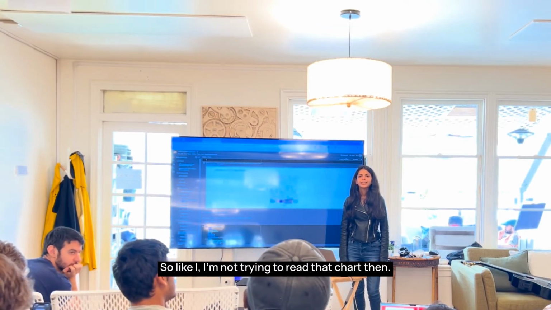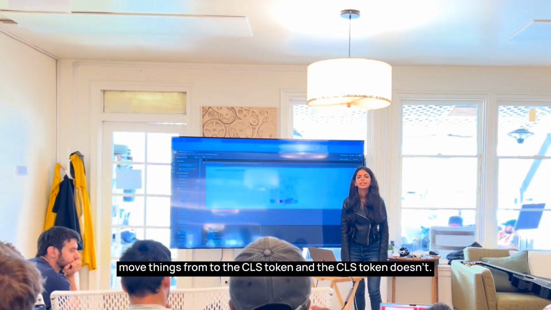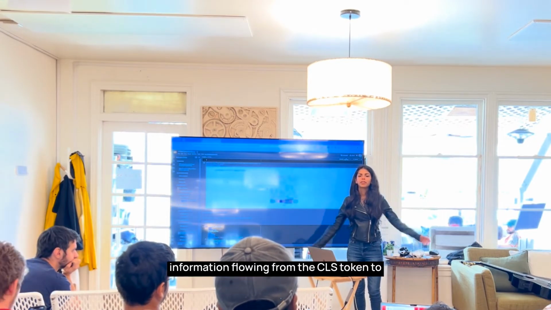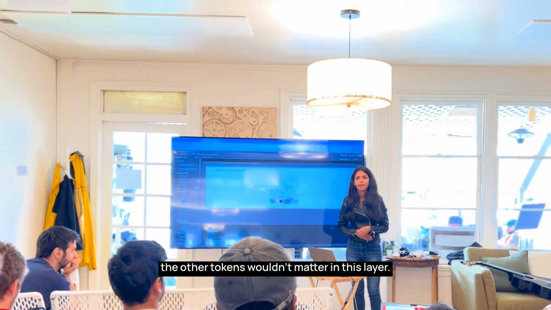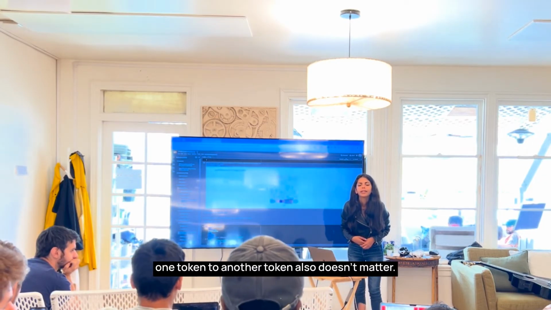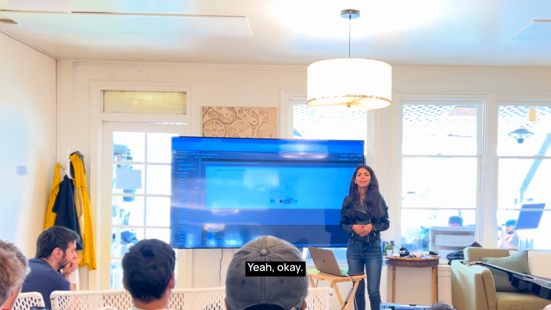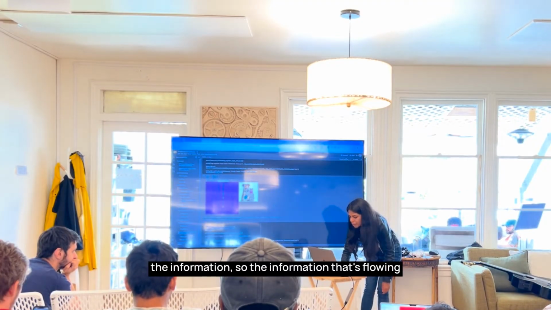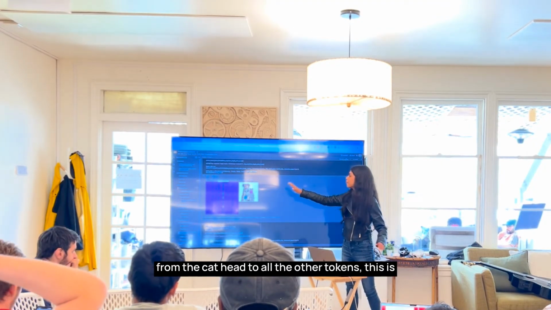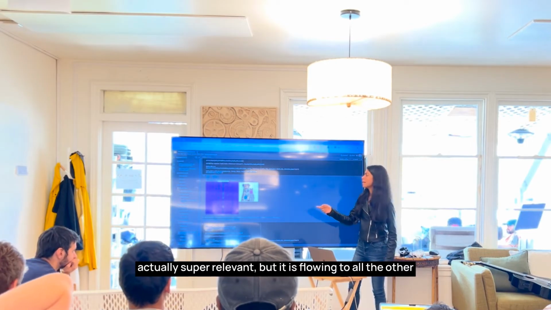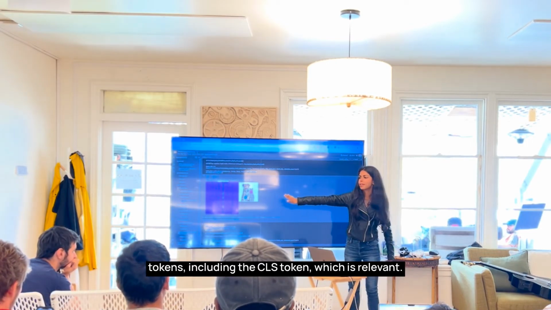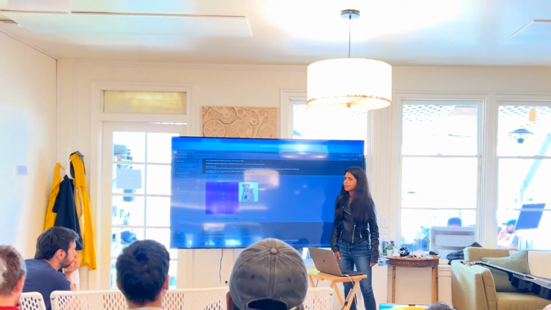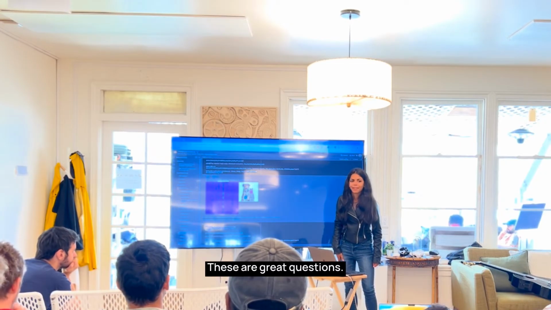I'm not trying to read that chart then. It seems like the only information that actually matters is where you move things from to the CLS token, and the CLS token doesn't appear on this chart, I think. Yeah, that matters. Information flowing from the CLS token to the other tokens wouldn't matter in this layer. I am also saying information flowing from one token to another token also doesn't matter. I see. That's a really great comment. If the information is flowing from the cat head to all the other tokens, this is actually super irrelevant. But it is flowing to all the other tokens, including the CLS token, which is relevant. That's a great point. These are great questions.